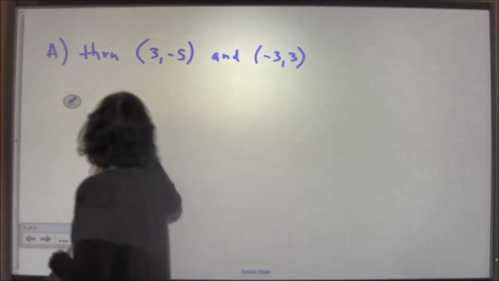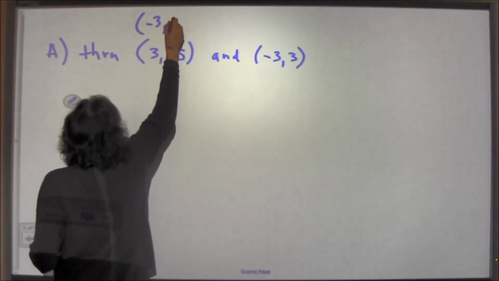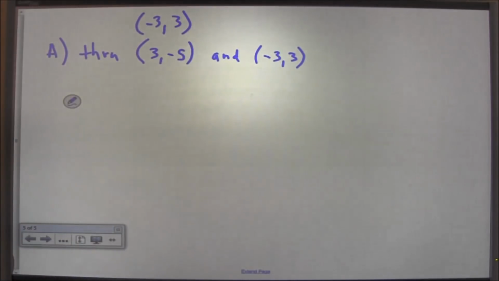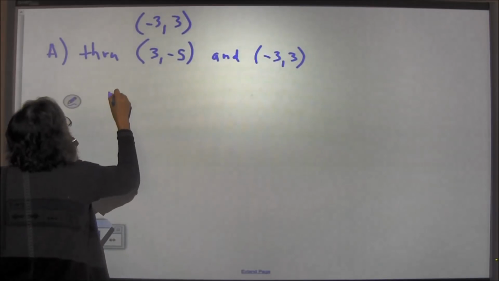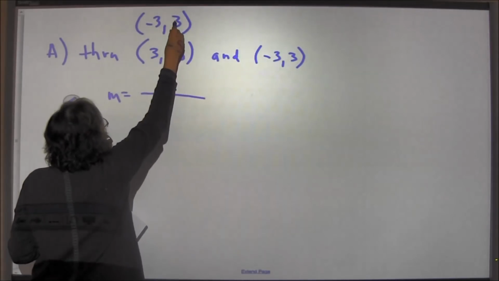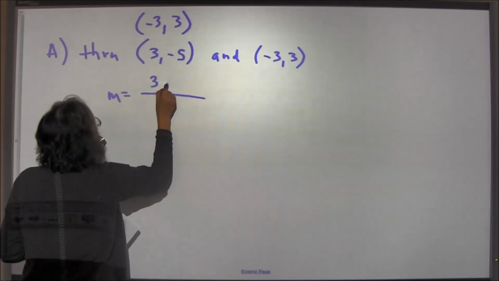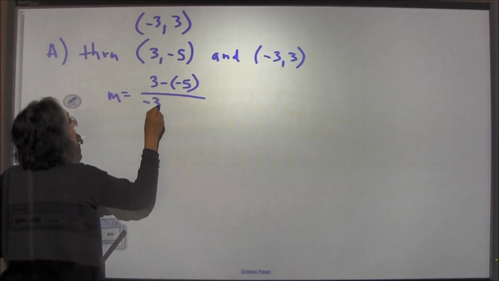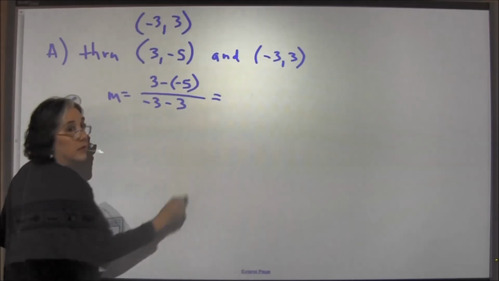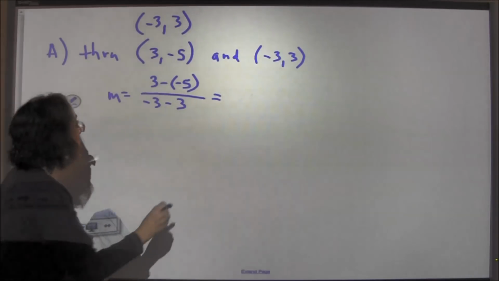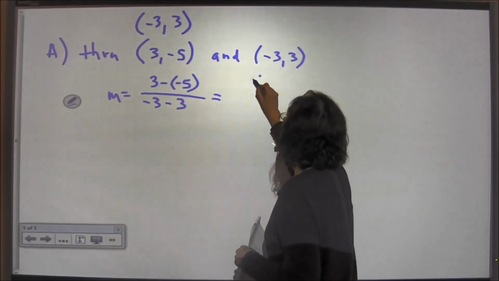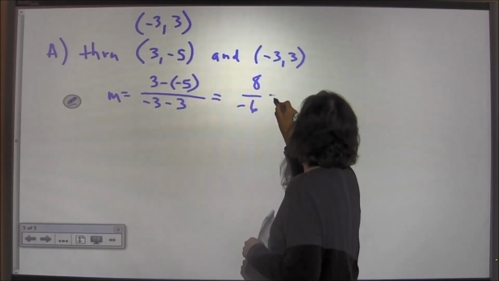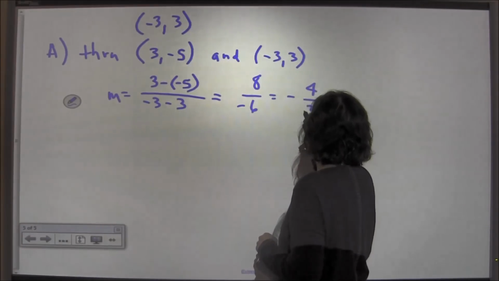Okay, so let me write the second one above the first one. Remember, the order doesn't matter, but it matters that you put the difference in the y's on the top and the difference in the x's on the bottom. So I'm going to say the slope is 3 minus -5 over -3 minus 3. Okay? And so that gives me 8 over -6, which reduces to -4/3.